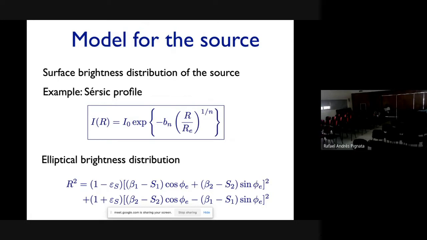And again, you can make it elliptical just by introducing this elliptical coordinate there, r squared. So the position of the source, beta 1, beta 2, centered in the position s1, s2, with an ellipticity epsilon s, will have this kind of elliptical coordinates, and then you have your elliptical mass distribution.